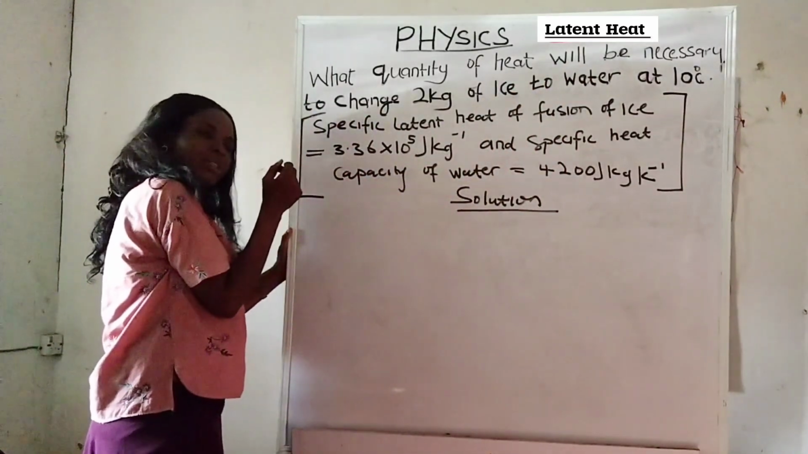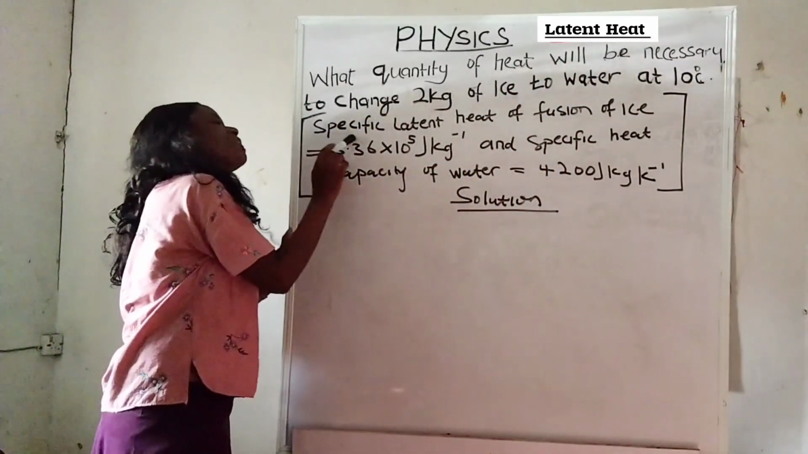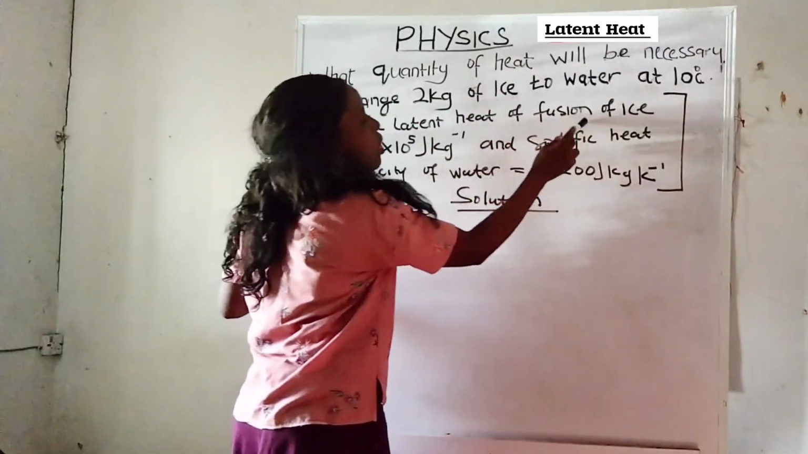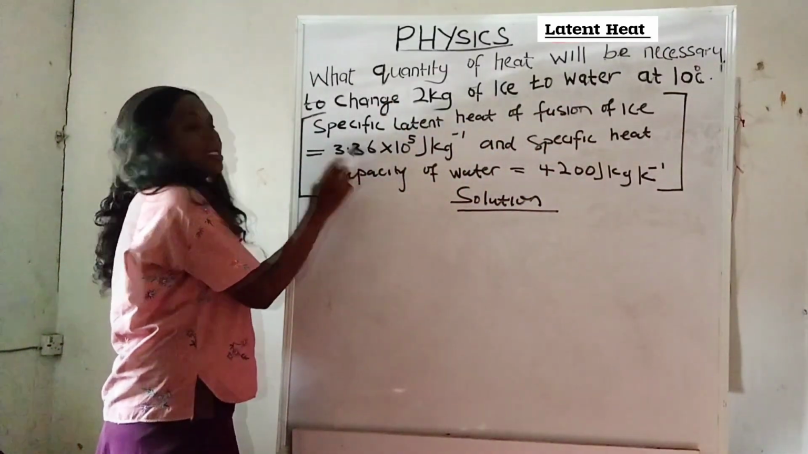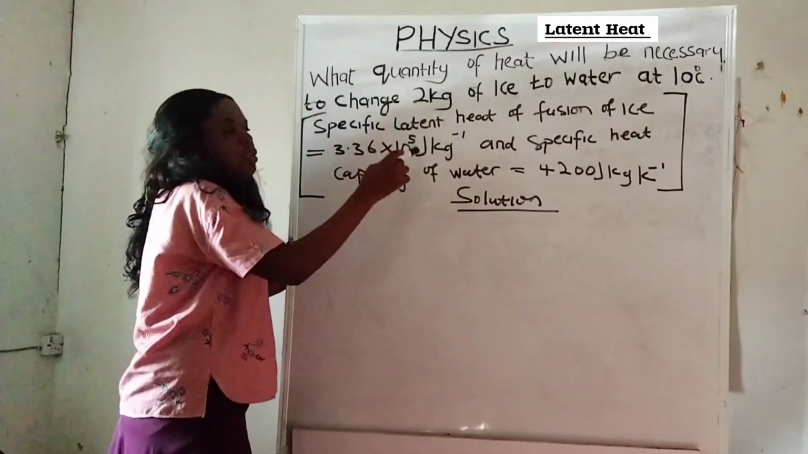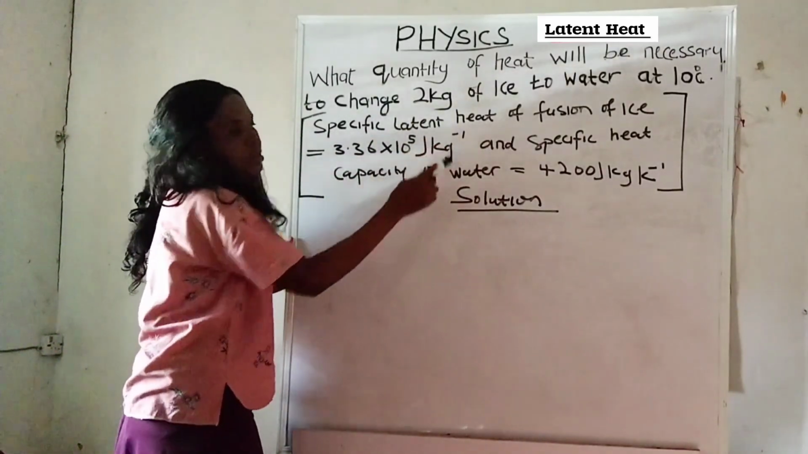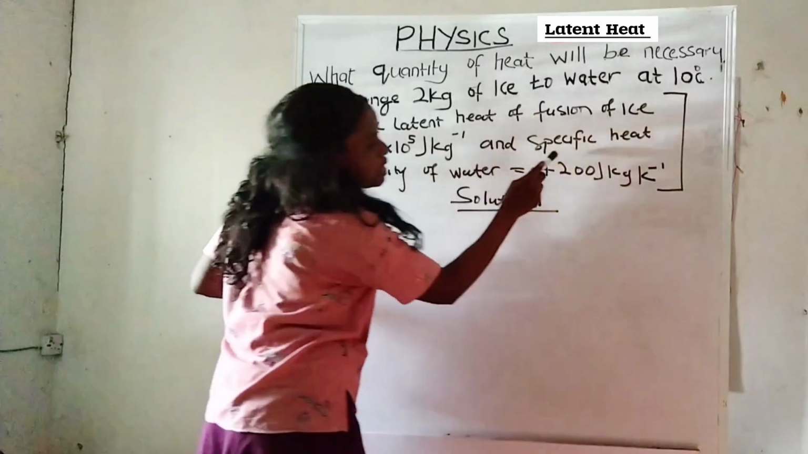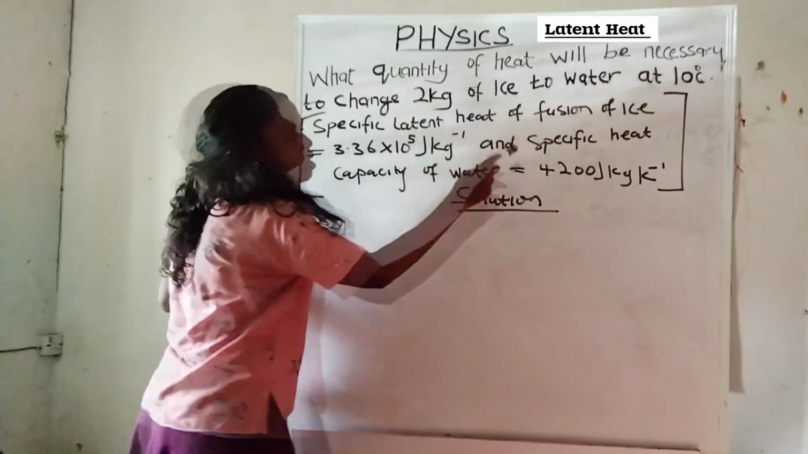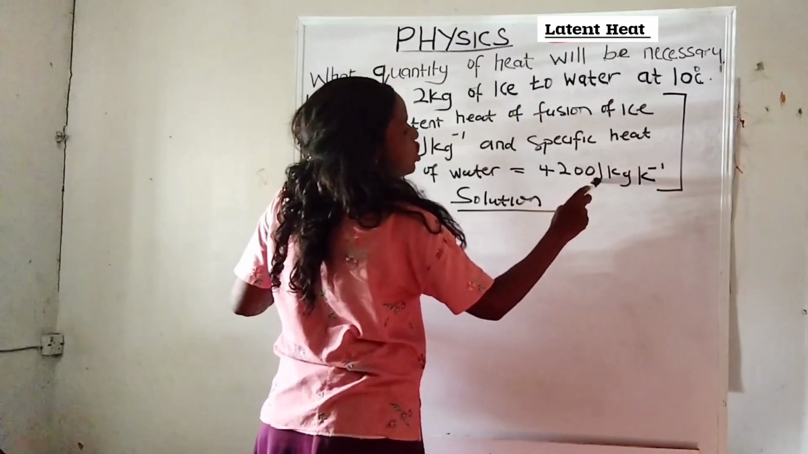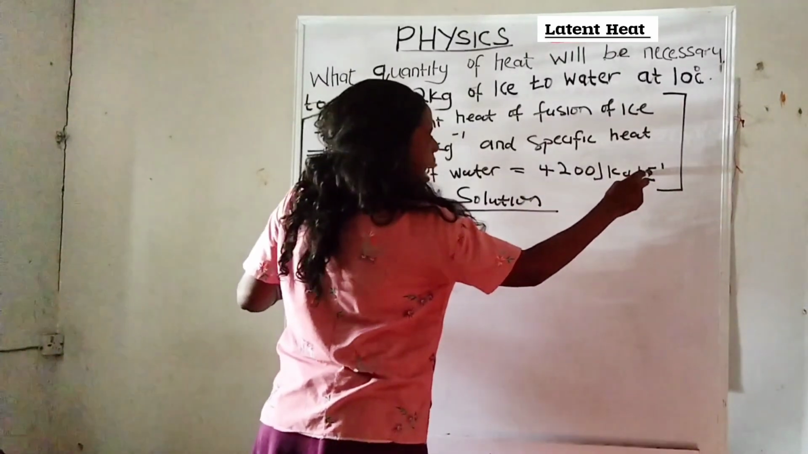At 10 degrees Celsius, they give us the specific latent heat of fusion of ice as 3.36 times 10 raised to power 5 joule per kilogram, and the specific heat capacity of water is equal to 4200 joule per kilogram per Kelvin.